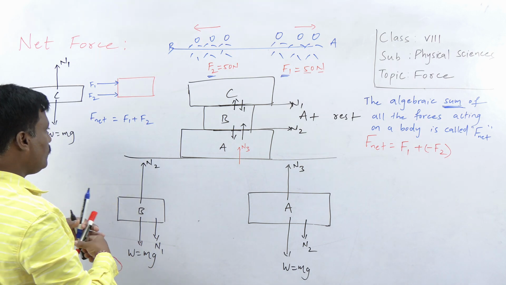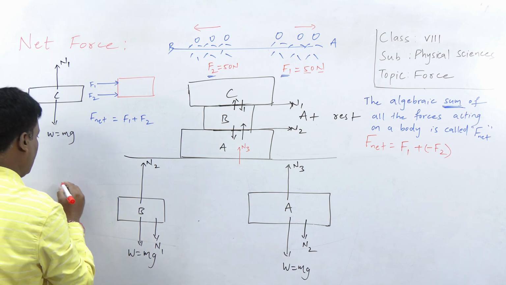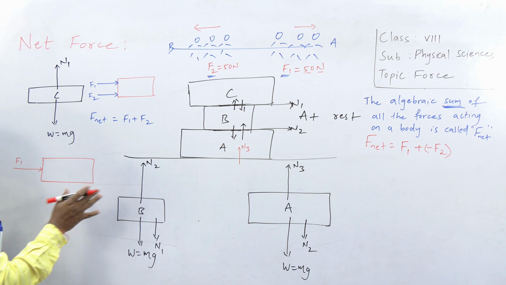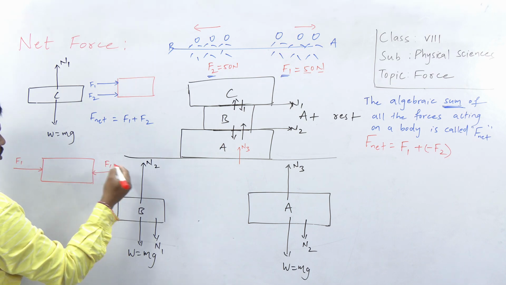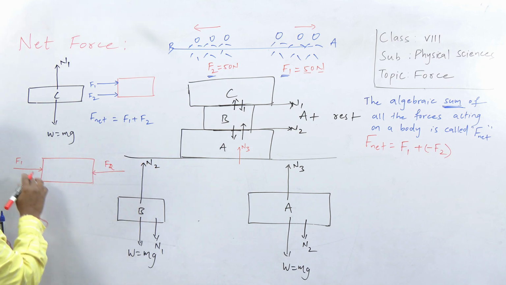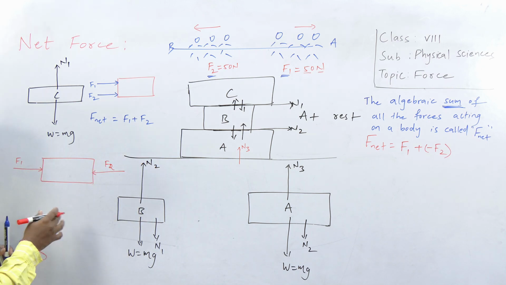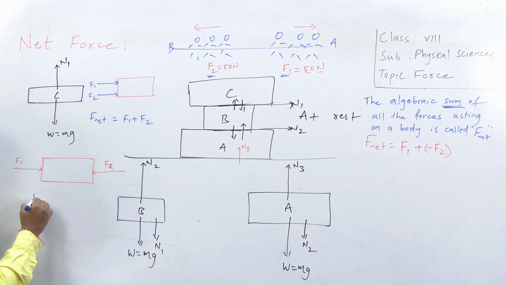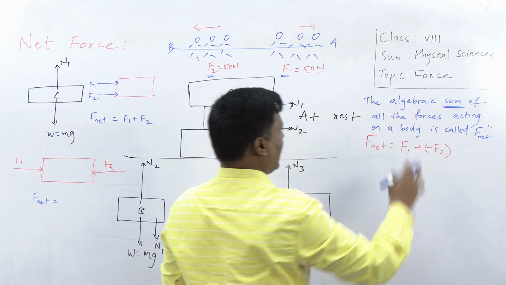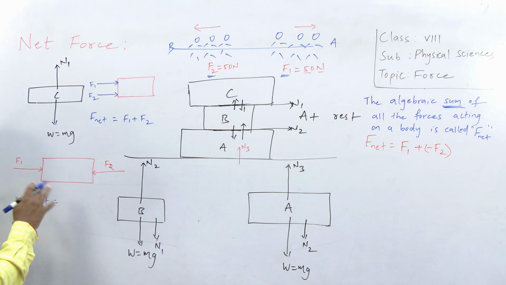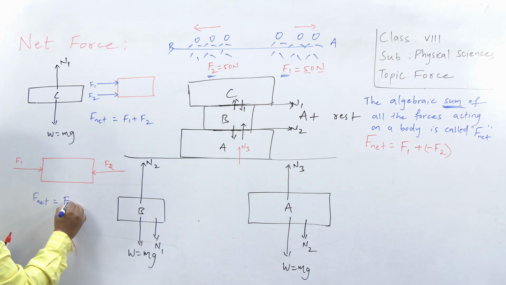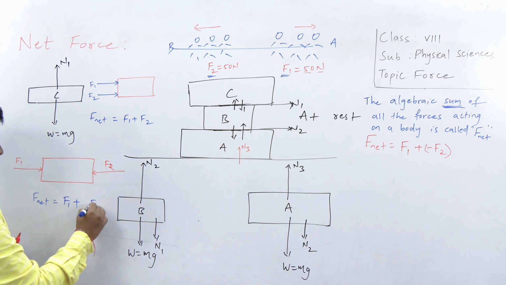But if you consider another block here, let's say one force acting on the block is F1 towards right side, the other force acting on the block towards left side. This force, F2 force, acting on the block towards left, F1 force acting on the block towards right. Now, how do you calculate the net force? What is net force? Net force is the algebraic sum of all the forces acting on a body. Here on this body right now, according to this diagram, two forces are acting. Now we have to add them. So F1 plus F2, this is very good.